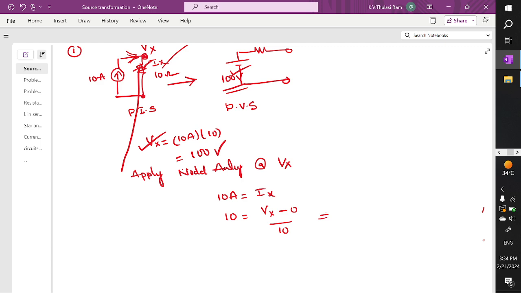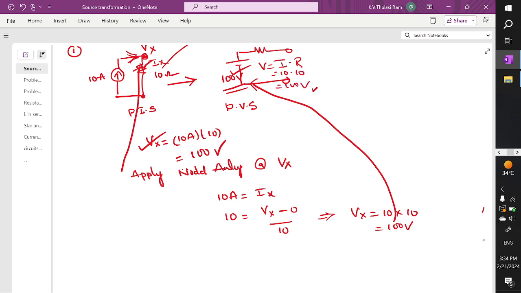So now this implies Vx is equal to 10 into 10, which is equal to 100 volts. So the same answer we had already got. When you are converting a current source into a voltage source, just multiply: the voltage V is equal to I into R, where I is 10 and the resistor is 10 ohm, so we are going to get 100 volts. This is one procedure.